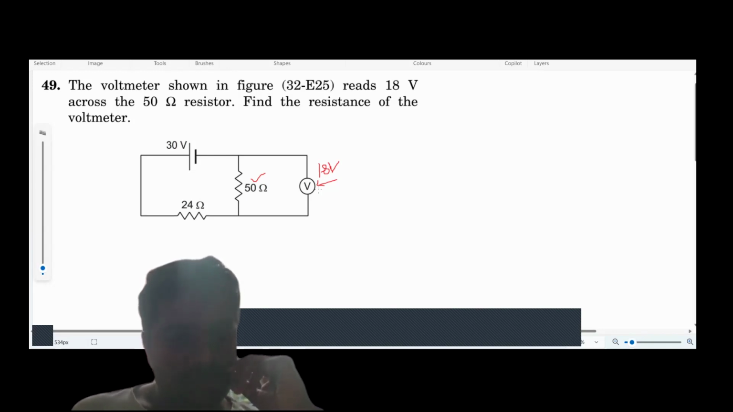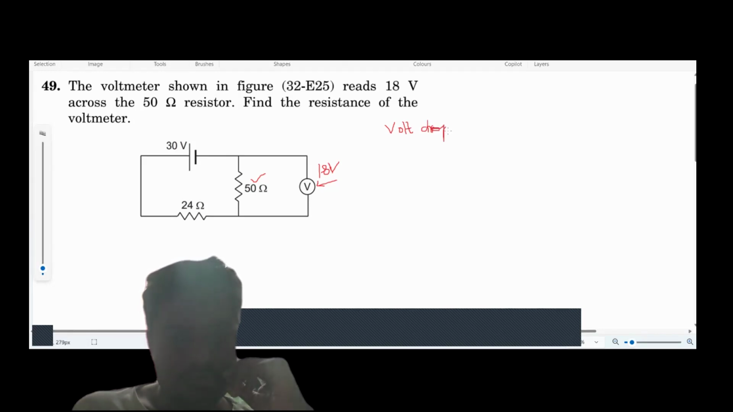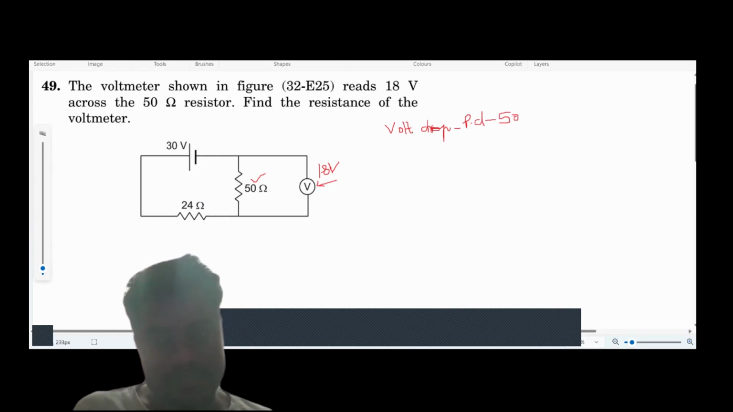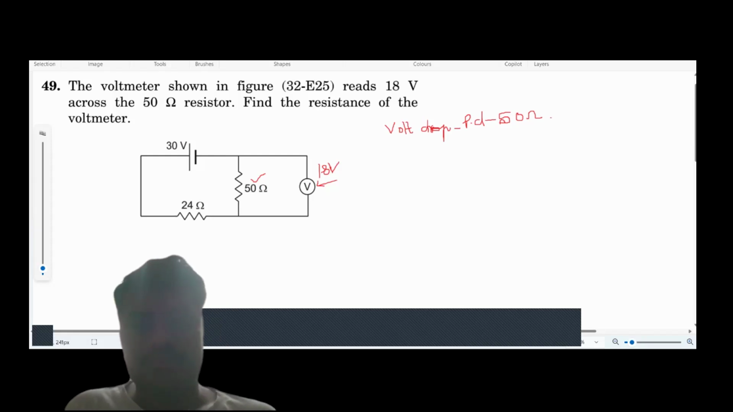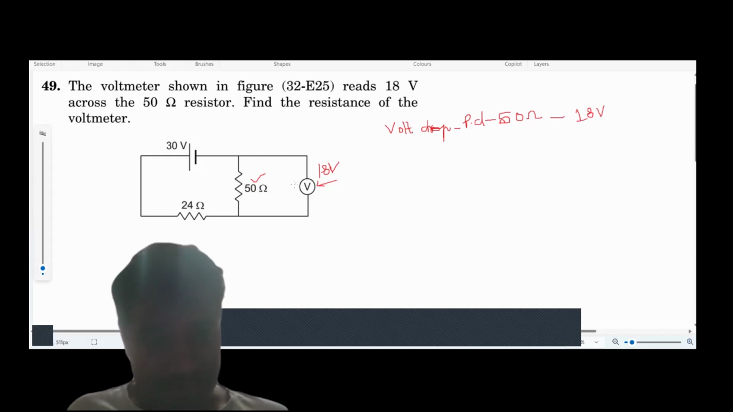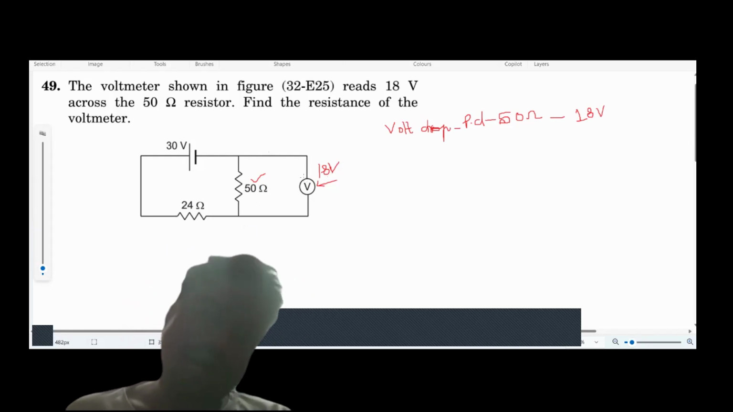That actually measures the potential difference across the 50 ohm resistor, right? So the voltage drop across the 50 ohm resistor is 18 volt. That's what the voltmeter reading shows. So the voltmeter must have some resistance. So we will say the voltmeter has some resistance R.